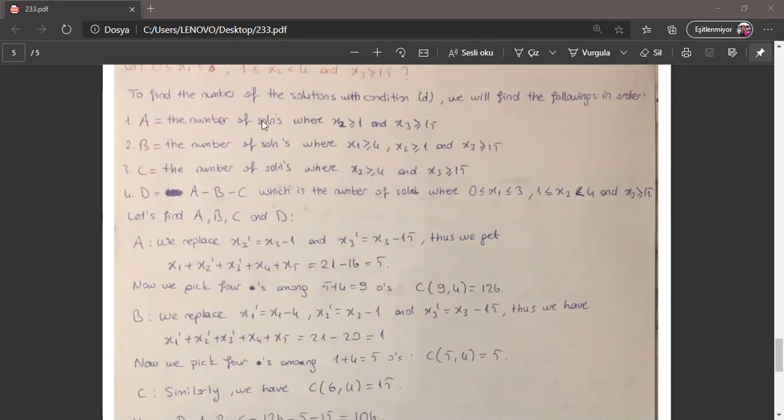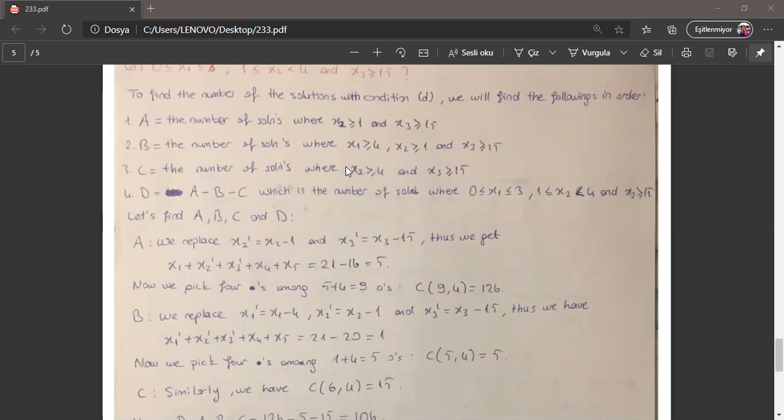So for A, the number of solutions where x2 is greater than 1 and x3 is greater than 15, we plug these ones again into the equation and get this number 5. So 5 plus 4 gives us 9. So we have 9 blocks, empty blocks, and we choose 4 of them. So we have this.